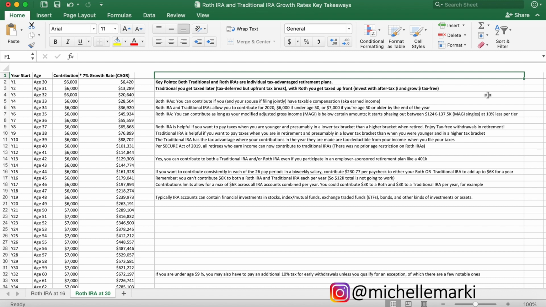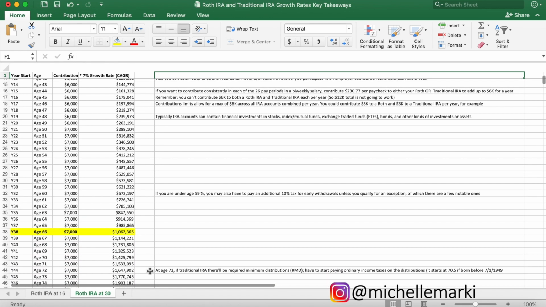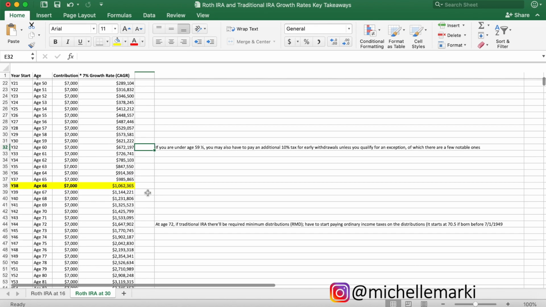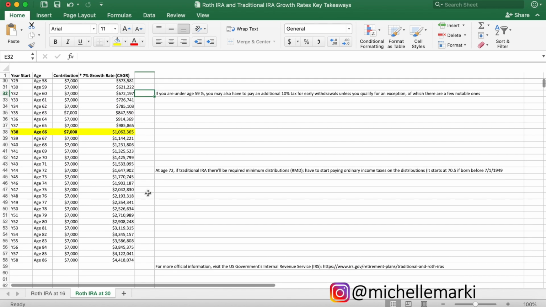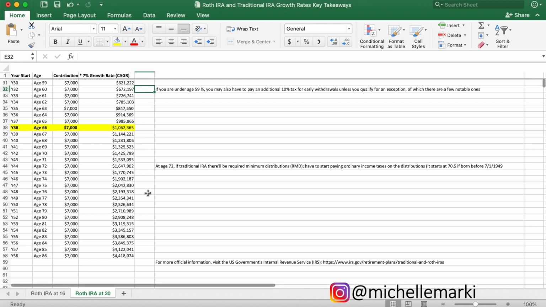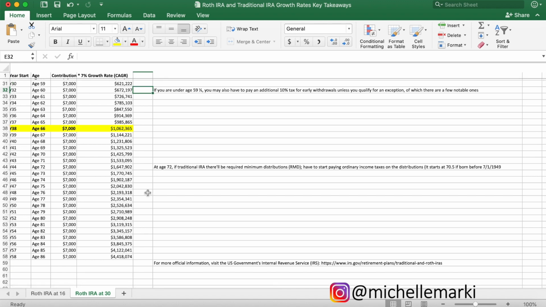And just a few last notes. Typically, an IRA account can contain financial investments in stocks, index or mutual funds, exchange-traded funds, ETFs, bonds, and other kinds of investments or assets. And just pay attention to, if you're under age 59 and a half, that you may also have to pay an additional 10% tax for early withdrawals unless you qualify for an exception, of which there are a few notable ones. So please keep that in mind when it comes to your IRA accounts. And pay attention to required minimum distributions. That might be a factor in your life.